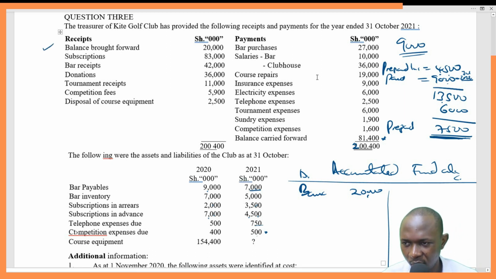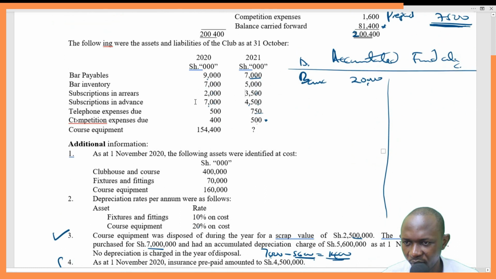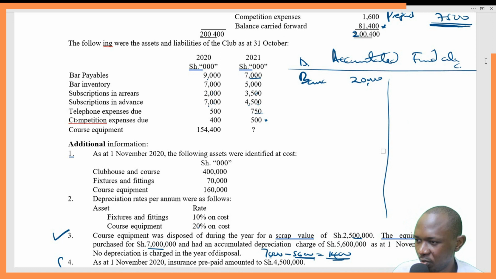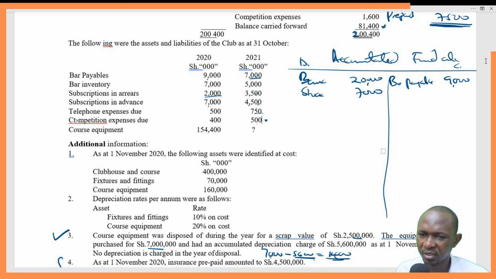And then of course now we continue. The following are the assets and liabilities as at 31st October 2020, this is where our interest is. So buy payables will be on this side, these are credit, 9,000. Buy inventory, 7,000. This is stock. Subscription in arrears, 2,000. This was an asset to the business. They have not received, like accounts receivable.